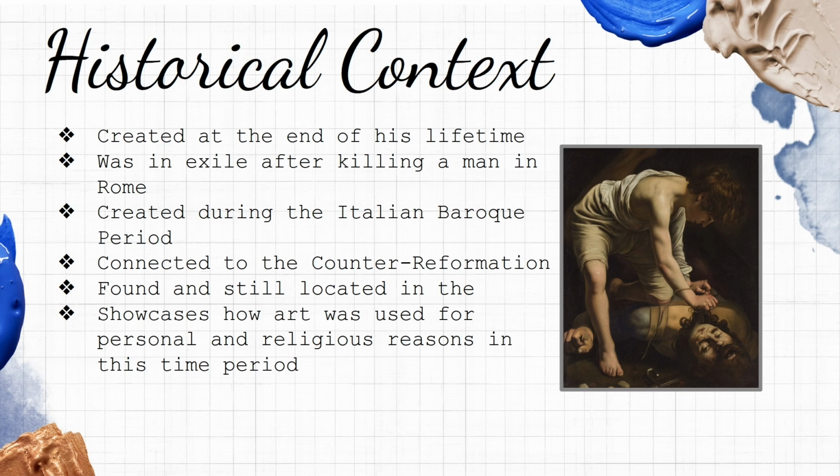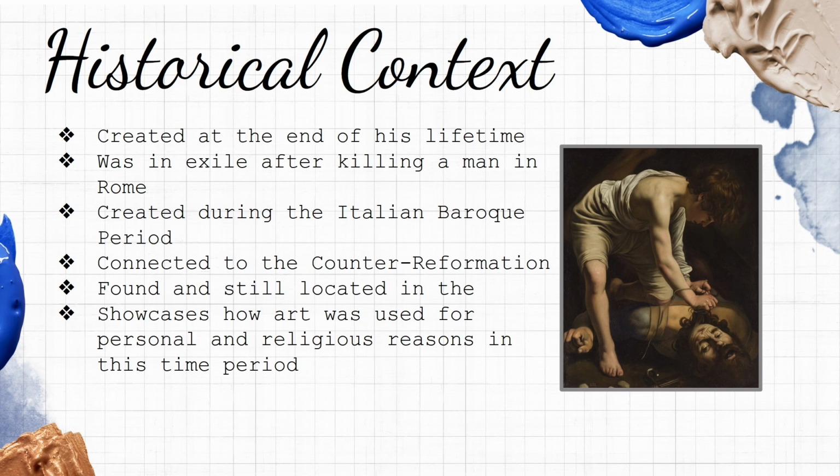The work reflects the emotional and spiritual struggles of the artist, where David was not shown as a triumphant hero, but as sorrowful and reflective. Goliath's severed head is believed to be a portrait of Caravaggio, where he's feeling some sort of remorse, repentance, and maybe even a plea for mercy. This fits the Counter-Reformation goals of art meant to inspire emotional engagement, moral reflection, and religious devotion.